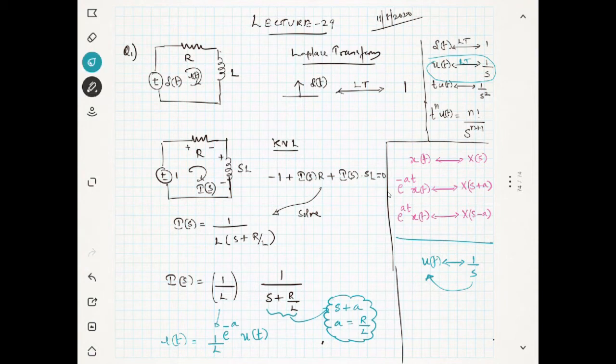Minus a into t. And what is a? I will substitute a by R over L. So this is the answer. This is the current. Got it?